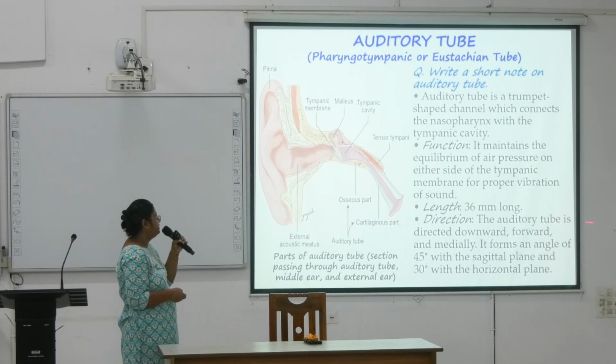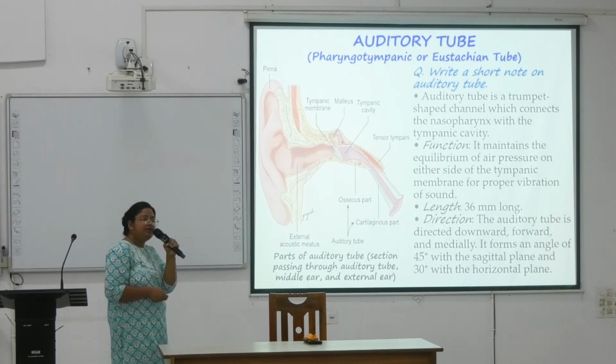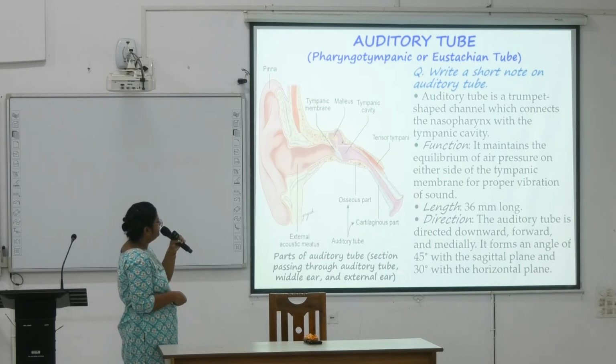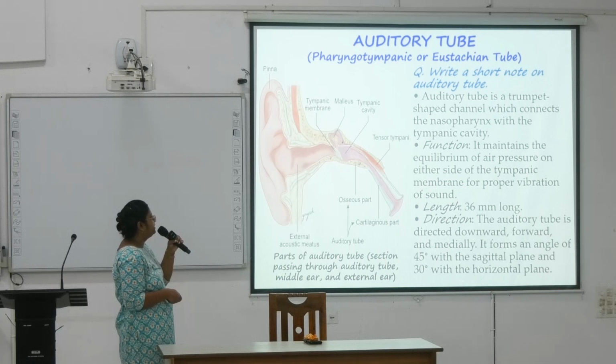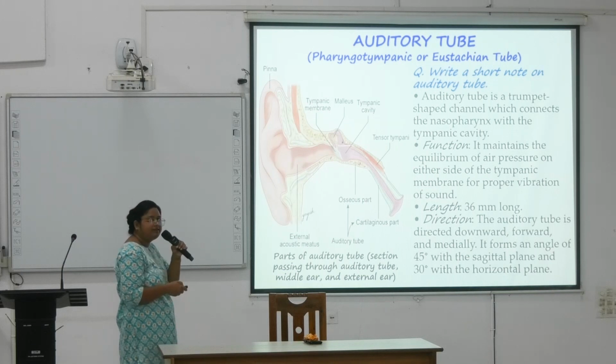Direction you can see auditory tube is directed downward, forward and medially and forms an angle of 45 degree with the sagittal plane and 30 degree with the horizontal plane. Okay, sagittal plane 45 degree, horizontal plane 30 degree.